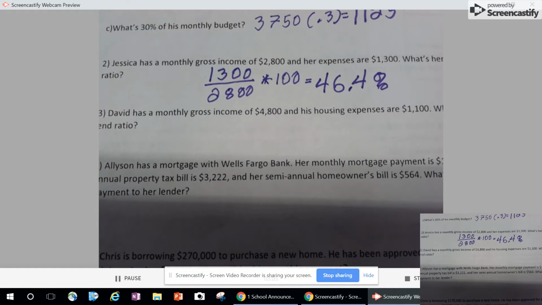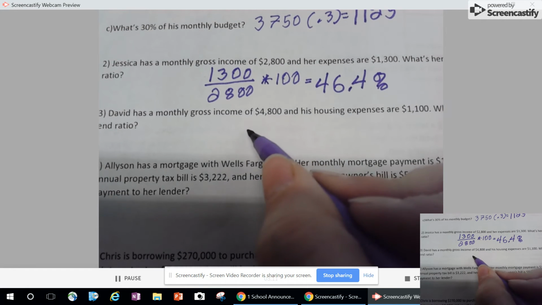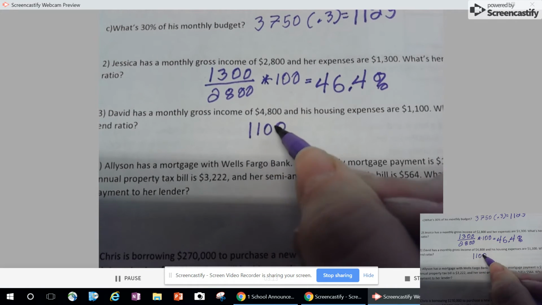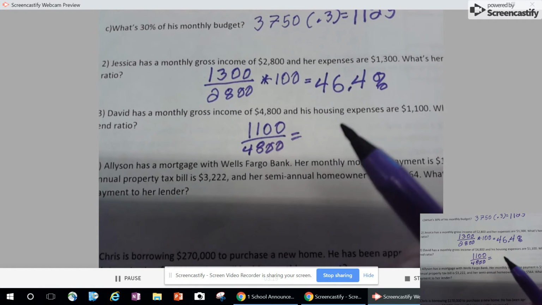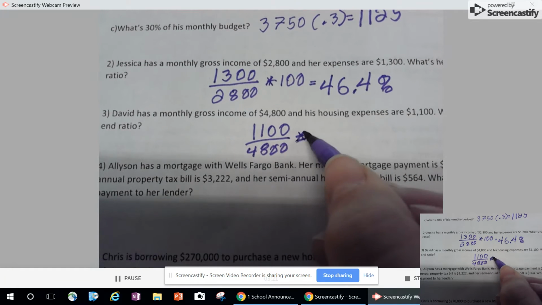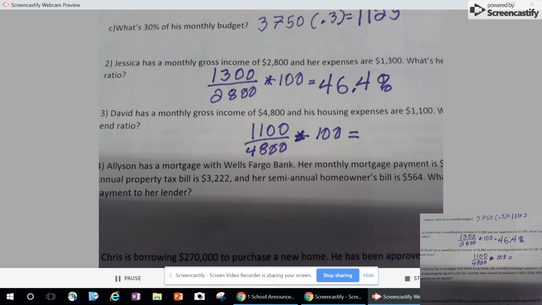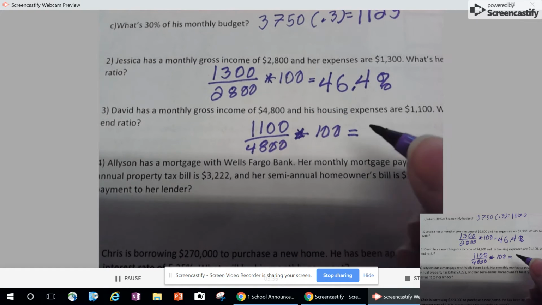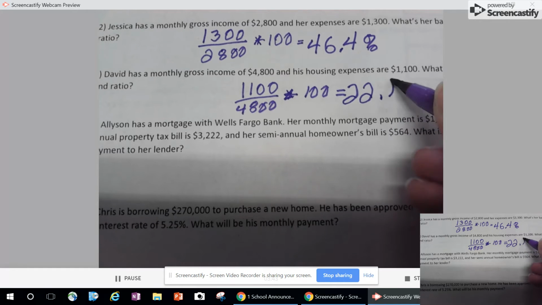Okay, so everybody, this one we do the same thing. So what's his front end ratio, so his housing expenses. So we're going to do the same thing. So 1,100 divided by 4,800. All right, times 100 because we have to get the percent. And we get 22 and 9/10%. I'll move this up so we can see it.